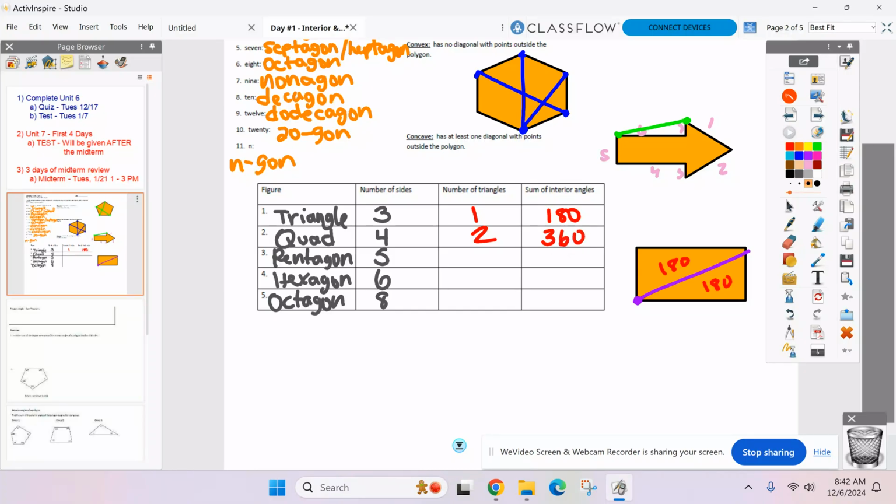So that's what I want you to do now for the pentagon, hexagon, and octagon. If you want to draw it out, draw it out. Start at 1 vertex and see how many diagonals you can draw in. That'll give you the number of triangles. Multiply it by 180, that'll give you the sum. All right, so go ahead. See if you can fill in the rest of the chart here with your group. Make sure you all match before you tell me your answers.